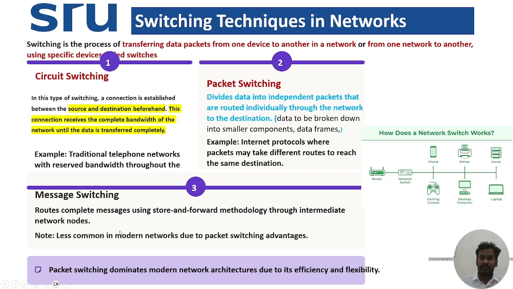Coming to message switching, the router forwards the complete message using the store-and-forward methodology through intermediate network nodes. The key takeaway is less use of message switching in modern networks due to the advantages of packet switching. Packet switching dominates modern network architecture due to its efficiency and flexibility.